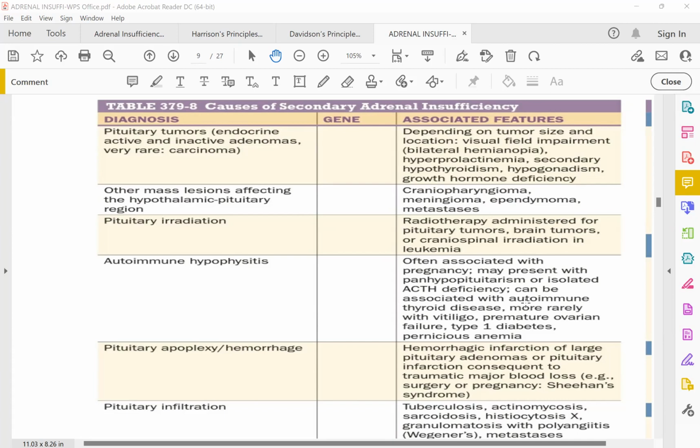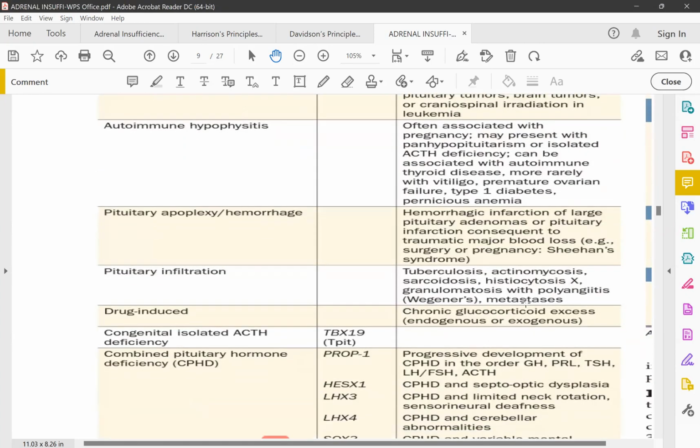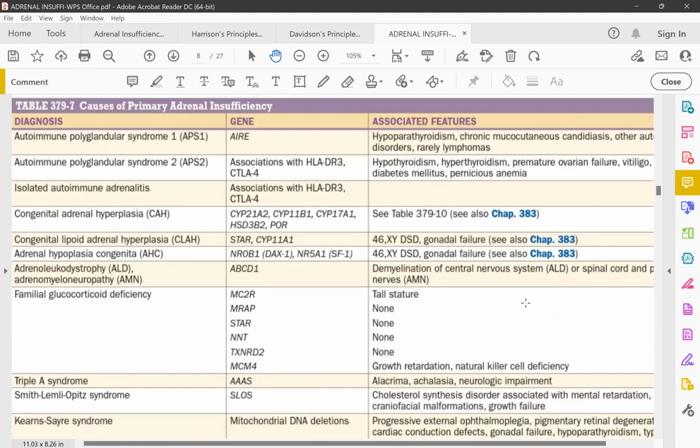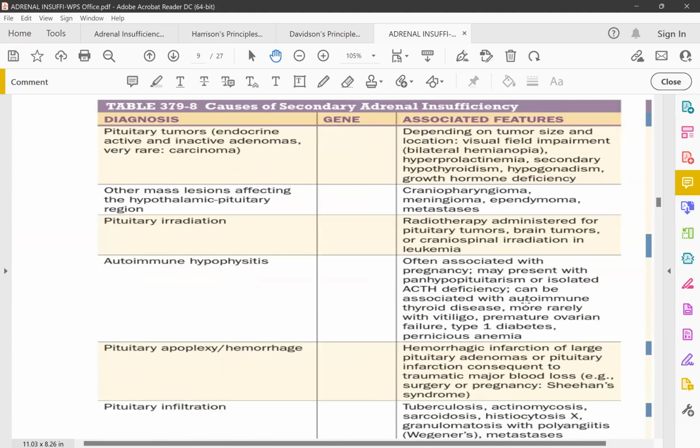Secondary is at the pituitary level. At the pituitary level, you have tumors, other mass lesions, pituitary irradiation, autoimmune hypophysitis, pituitary apoplexy or hemorrhage, and you also have postpartum Sheehan syndrome and pituitary infiltrations due to various infiltrative disorders, drug-induced causes, congenital isolated ACTH deficiency, and combined pituitary hormone deficiency. These are various other causes, but the most important cause among all is the use of corticosteroids.